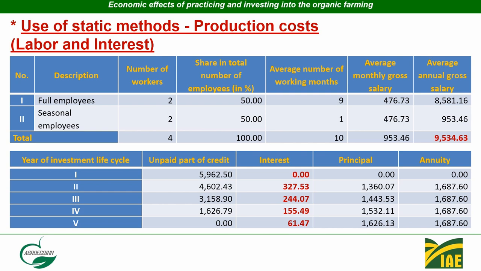The farm will take a 5-year credit in the amount of 5,000 euros from the commercial bank. The grace period is 1 year and the credit is burdened with a 6% interest rate. Annuities will be paid quarterly, calculated by the method of equal annuities.